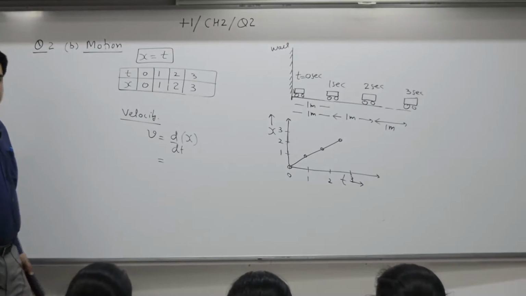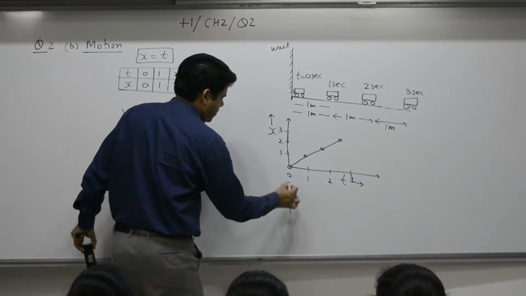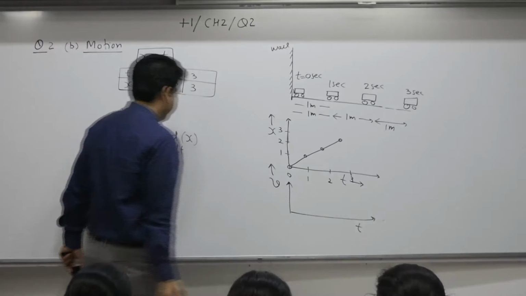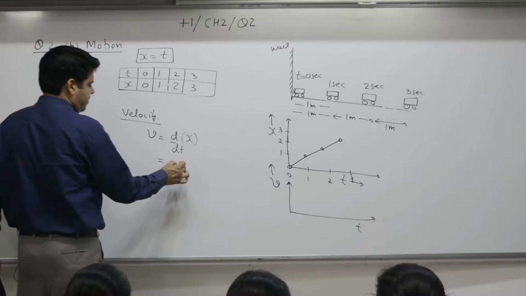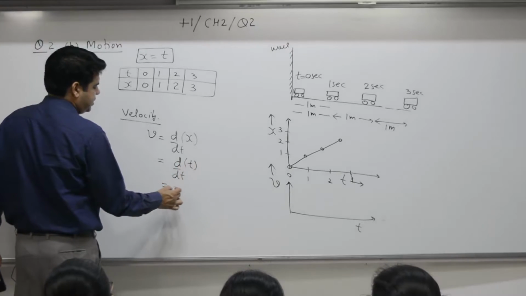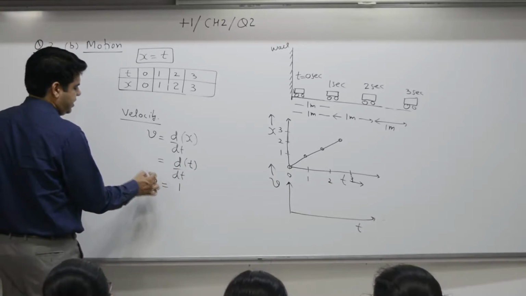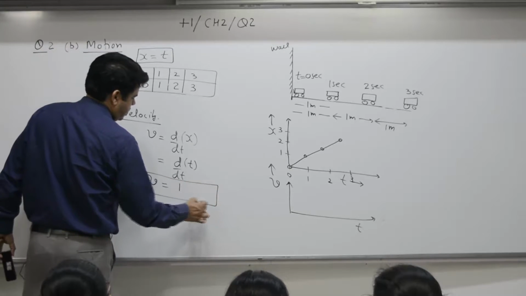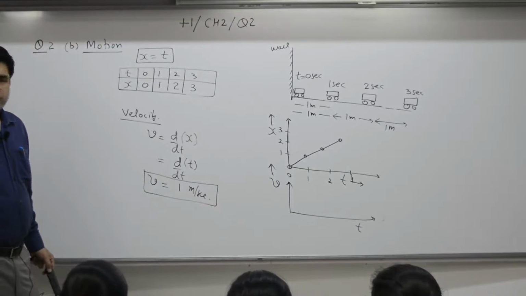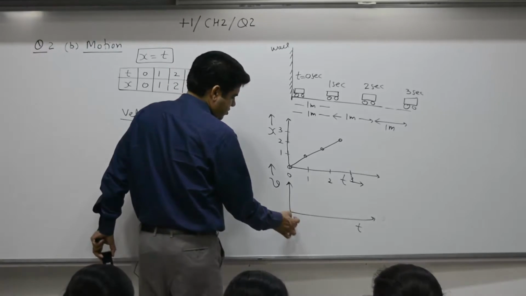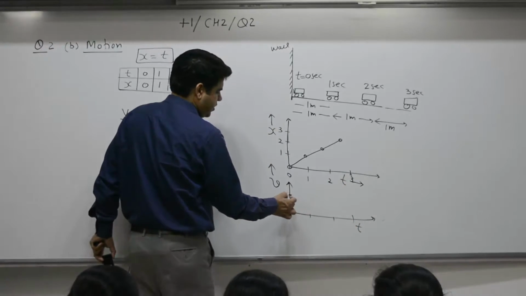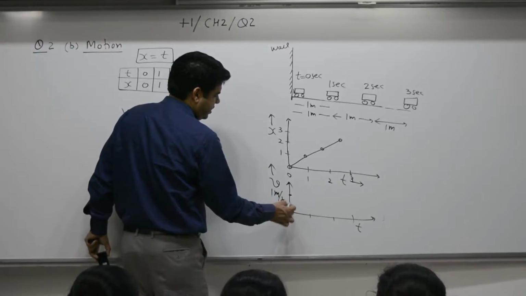Then the second part, you have to draw the velocity graph. Velocity is equal to what? dx/dt. X is equal to t. dt/dt is 1. V is equal to 1 meter per second. Velocity at any time the value is 1 meter per second.